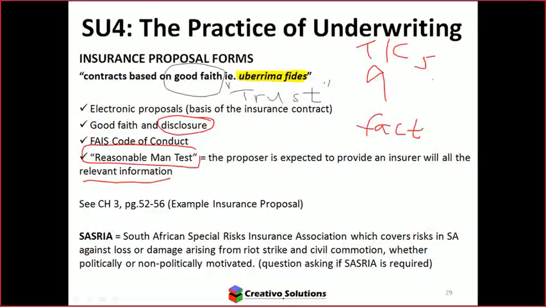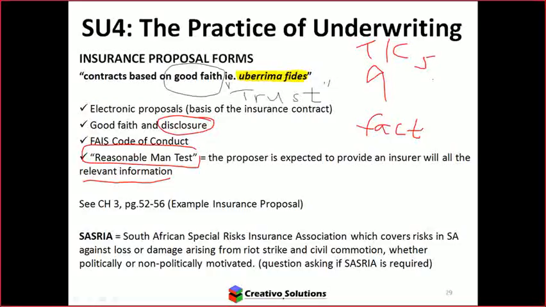So when focusing on SASRIA, it's something that can be included on a contract, and that is voluntary, meaning that you would include it as part of your contract, and when renewing contracts, you would have to specifically state for it to be included or not. But it's a benefit for you as the insured to include it, because it's something that the government provides as a special association that covers risk.